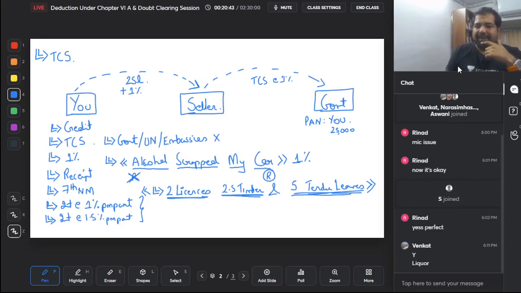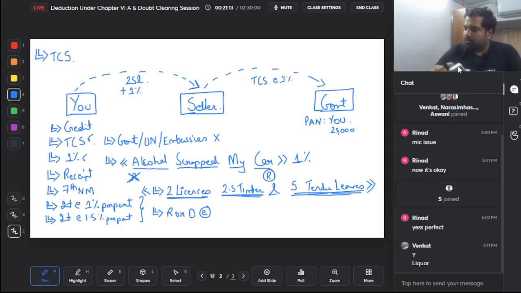So you should know 2 licenses, 2.5% timber, 5 on the leaves, alcohol, scrap my car, 1%. This is called TCS, 1%, 2%, 2.5 or 5%. Either on receipt basis, so whenever you receive or whenever you debit that person's account in your books of accounts, whichever is earlier. Example, guys, you receive the money today, but the debit happened last month on 31st July, then 31st July will be the relevant date.